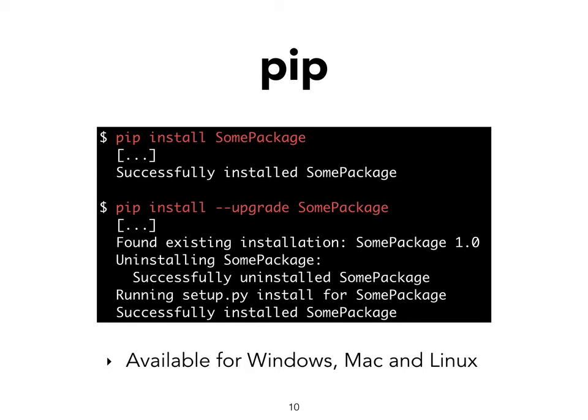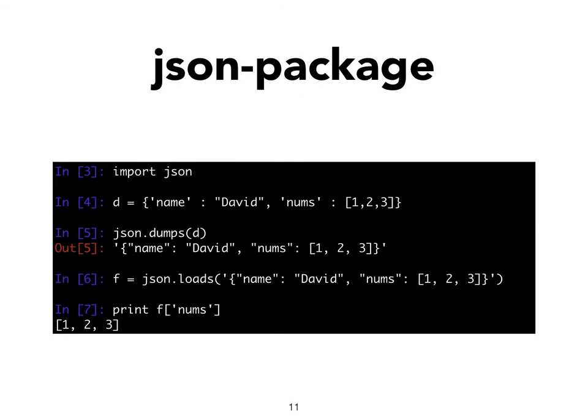So let's say you want to use the package JSON, which we're going to talk about in the next slide. Then you can say pip install JSON, and then pip will install the package and everything, all dependencies, and then set everything up for you. And you can get pip for Windows, Mac, and Linux, so there should be no problems. And pip is just a really, really neat tool, so you need to get a hold of that.